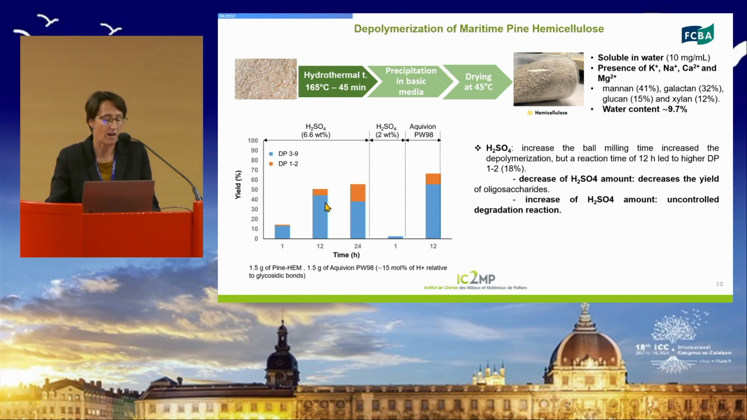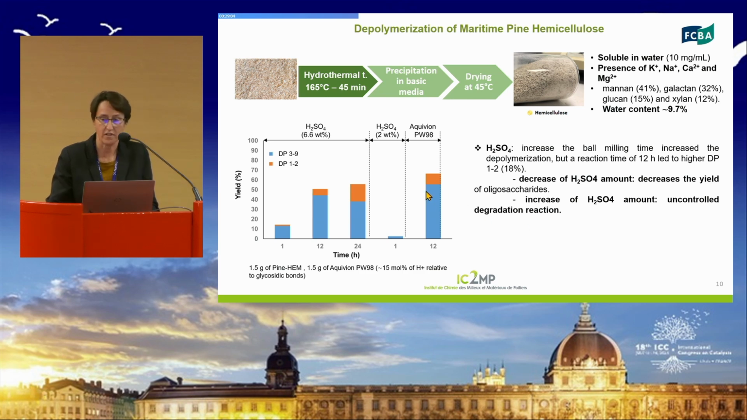That's when the blue bar, meaning the degree of polymerization between 3 to 9, will decrease to the benefit of the degree of polymerization for 1 to 2. If we decrease the sulfuric acid amount, nothing. You can see we need a certain amount of acidity in order to perform the depolymerization. And if you increase the amount of sulfuric acid, degradation. So it's not working either. So you really have to control the acidity during the milling.